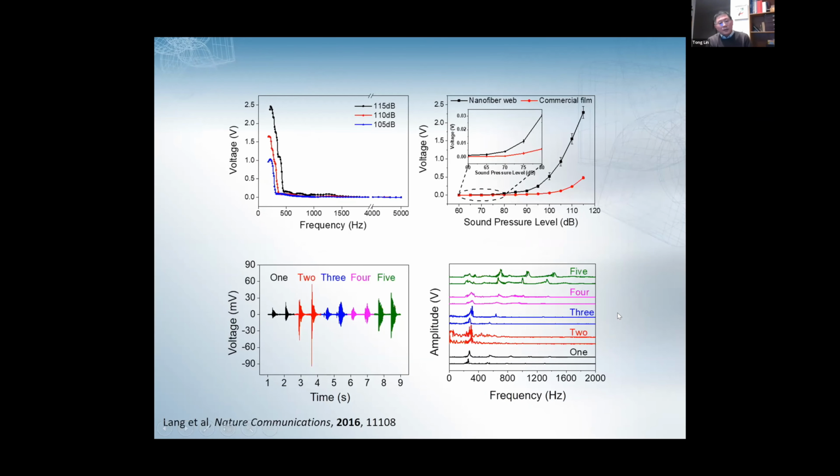So this is the basic property of the PVDF nanofiber mat. The PVDF mat is sensitive to low to middle frequency of sound. If we increase the sound pressure level, the output is increased. This is a comparison between commercial piezoelectric PVDF film and our nanofiber under the same condition. The nanofiber mat always generates a stronger signal.